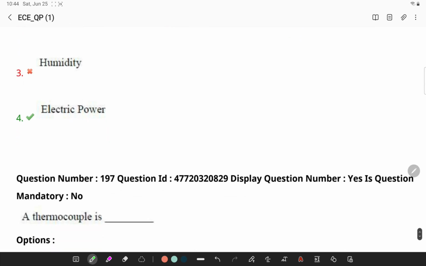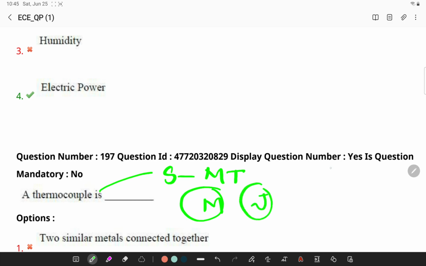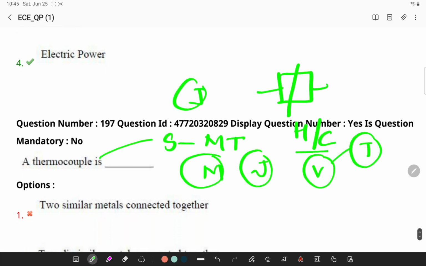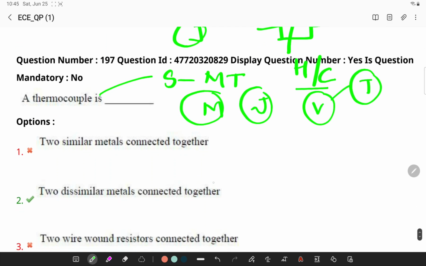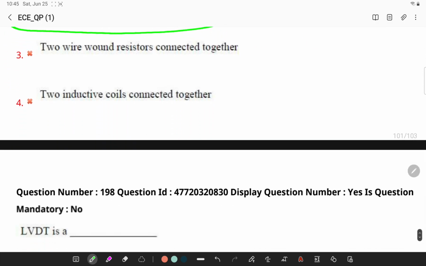Next, what is a thermocouple? A thermocouple is a sensor which measures temperature. It consists of two different types of metals which are joined together at one end. When the junction of the two metals is heated or cooled, a voltage is created that can be correlated back to the temperature. So thermocouples are commonly used in a wide range of applications. Here you will be using two dissimilar metals.